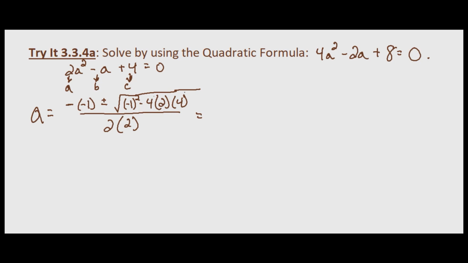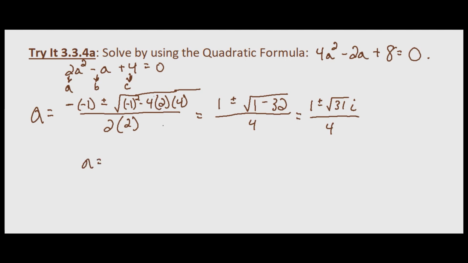So then we just simplify through all of this. That equals 1 plus or minus the square root of -1 squared, which is just 1, minus 4 times 2 times 4, which is 8 times 4, which is 32. So 1 minus 32, all over 2 times 2, which is 4. It equals 1 plus or minus the square root of -31, which is the square root of 31 times i, and that's all over 4.